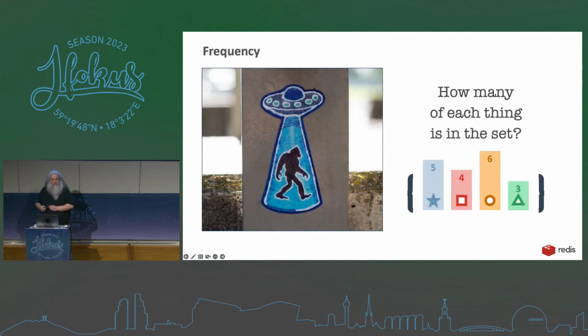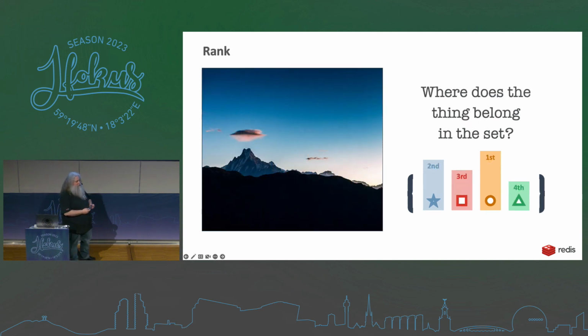And here I'm going to take a little bit of liberty with the idea of a set for my metaphor here, because you can also do frequency, which is going to tell you how many of each thing is in a set. So I have the star has been added 5 times, the square 4 times, the circle 6 times, the triangle 3 times. And so you can create probabilistic data structures that act like sets, but there's a numeric value associated with them, a frequency, a count of how many things are added to that.